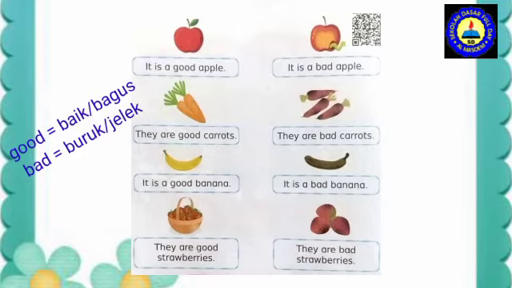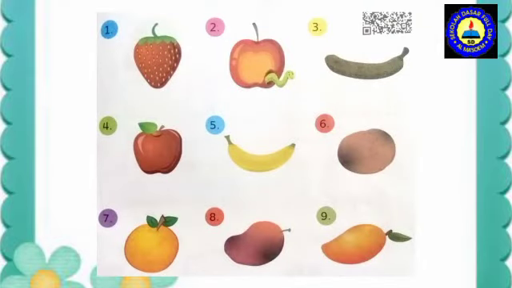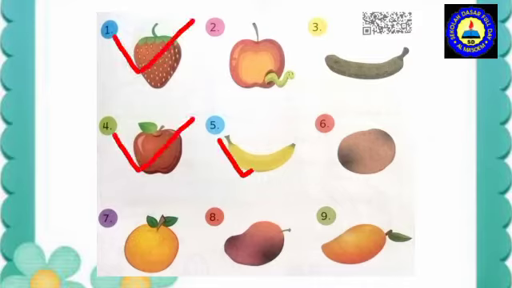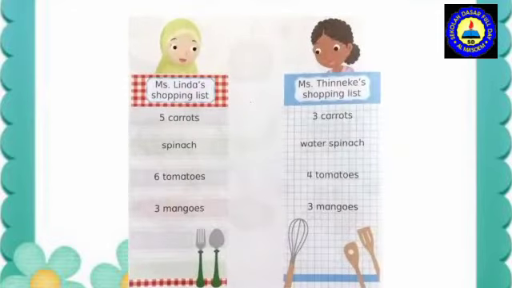Now, it's time for you to circle the good fruit. For that, please look at page 137. The good fruits are number 1, number 4, number 5, number 7, and number 9. Let's go to read a shopping list. Page 138. Read and write yes or no.